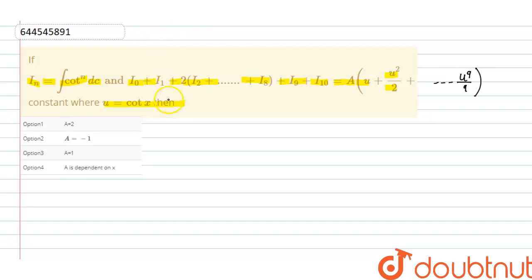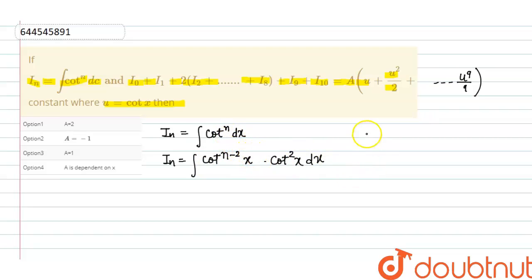Now, first, to solve this question, we will write the equation given in the question. I_n equals the integration of cot to the power n x dx. We can split cot to the power n x as cot to the power n minus 2 x into cot square x. I have split it this way because when we add n minus 2 plus 2, the 2s cancel out and we get cot to the power n x again.